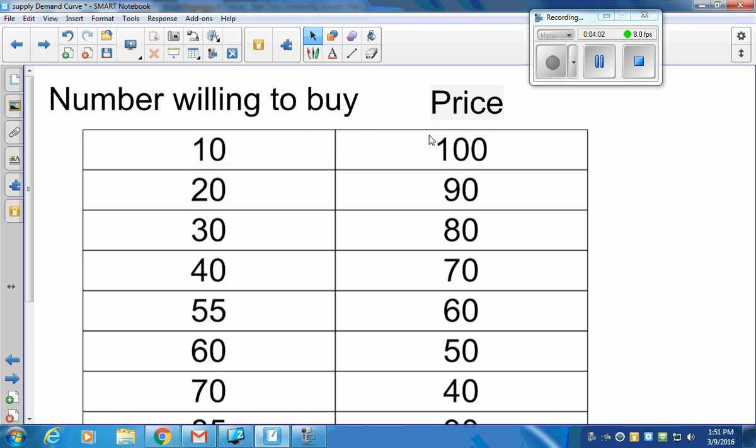Again, we would sell them all for 100 because we think we're bringing a lot, but people aren't willing to buy for that. If the price were 90, 20% of the people would buy; at 80, 30%; at 70, 40% would buy; at 60, 55%; at 50, 60%. Again, the lower the price, the more people are willing to buy.